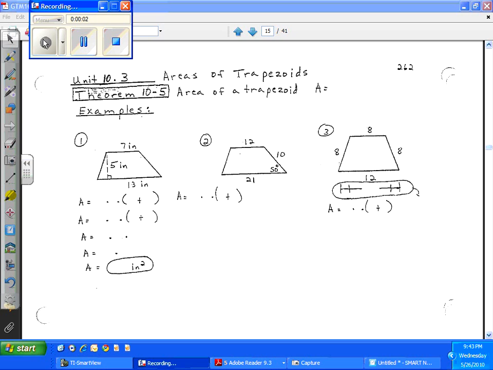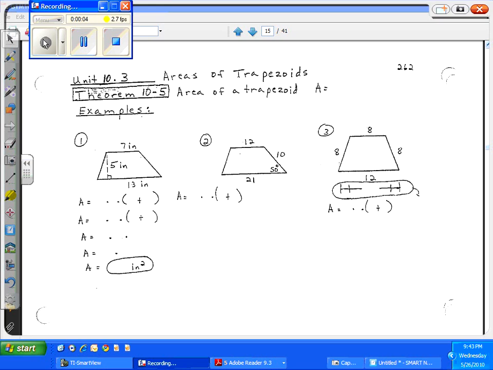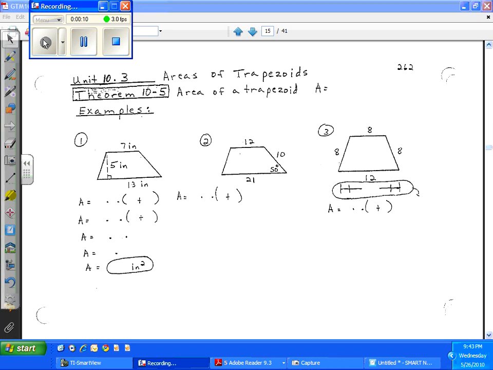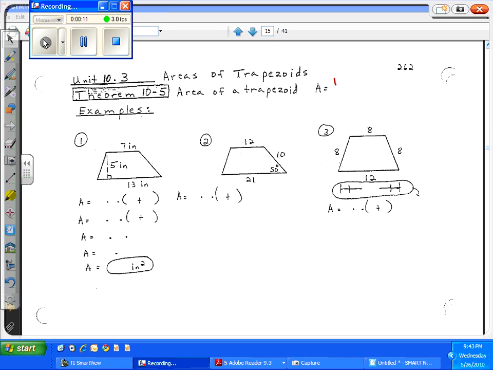Unit 10.3 is trapezoids. The formula for the area of a trapezoid is 1/2 the height times the sum of the bases. 1/2 height times sum of bases.